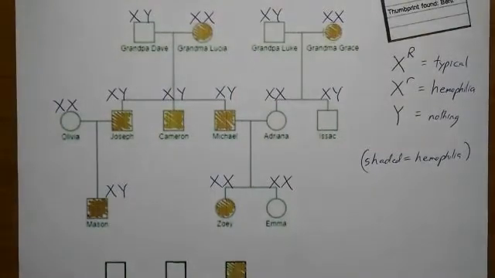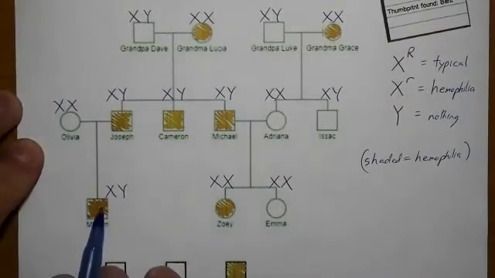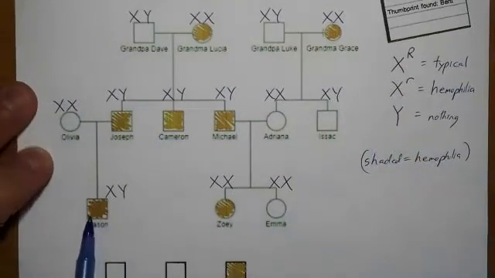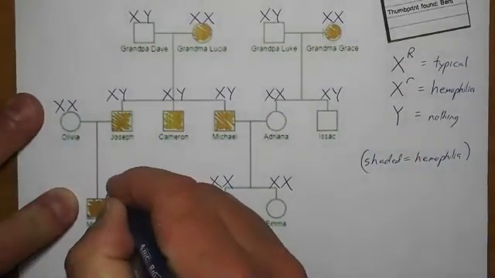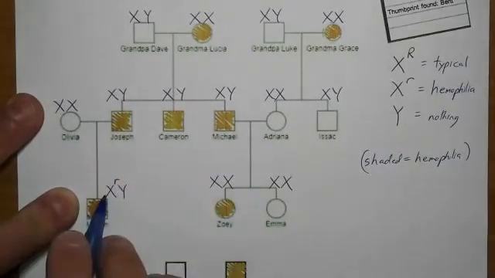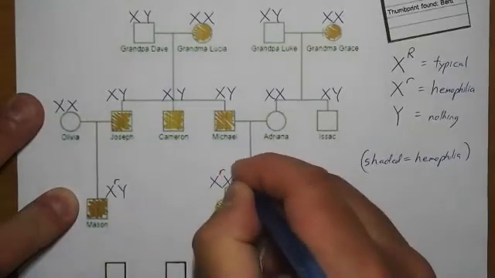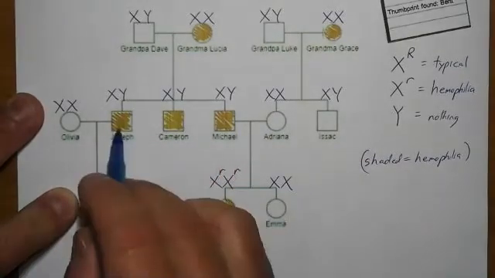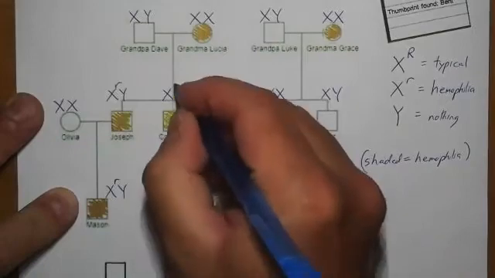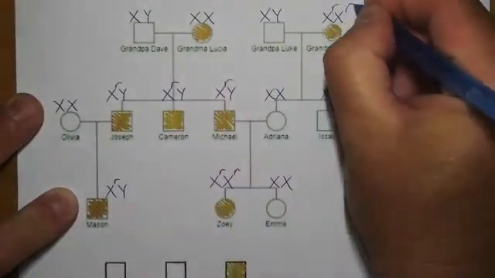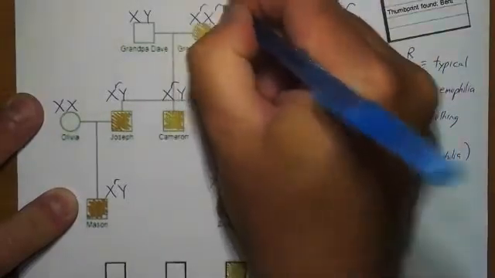Okay? That's probably the easiest thing to get done first. So just go through and say girls are XX and boys are XY. All right, now if you're shaded, you have hemophilia, so you have the lowercase. If you're a boy, you only need one X. If you're a girl, in order to have hemophilia, you'd have to have it on both X's. Okay, so boy, one X, boy, one X, boy, one X, girl on both, girl on both.